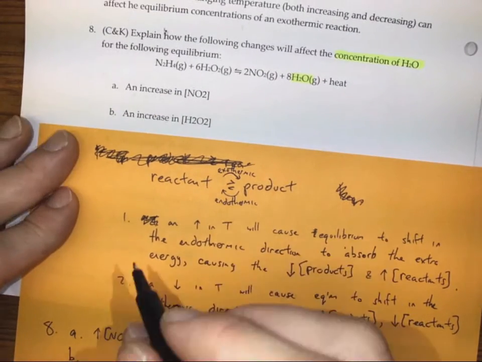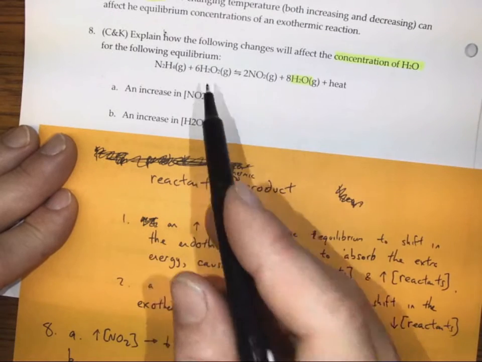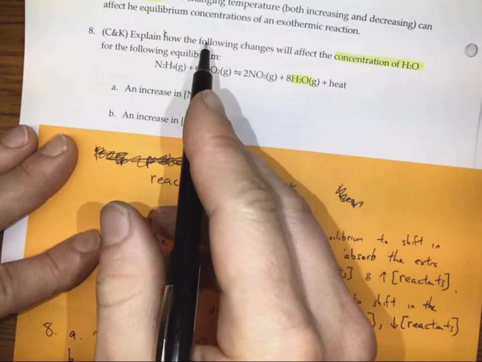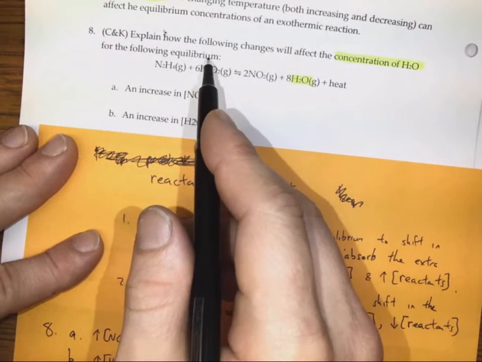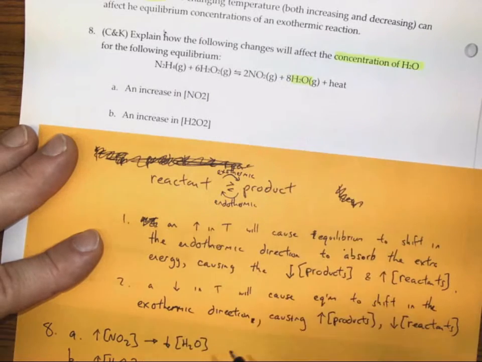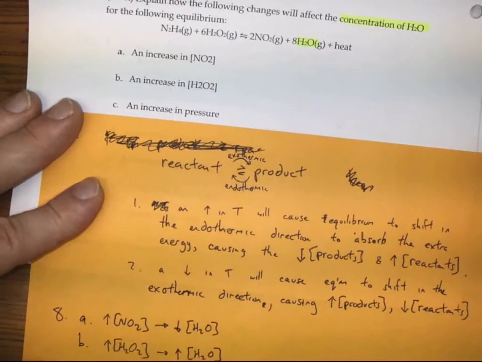Next, we have an increase in hydrogen peroxide, H2O2. So if we increase H2O2, Le Chatelier's principle is going to want to decrease that, so it's going to shift to the right and increase the concentration of both of these. So that means we're going to increase the concentration of water. And next, we're going to increase pressure.